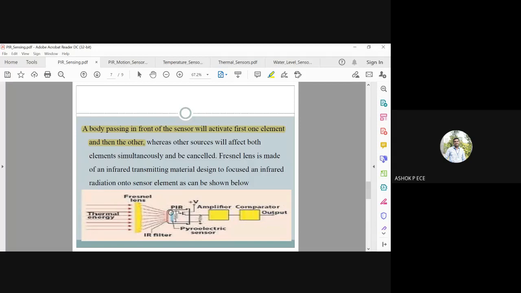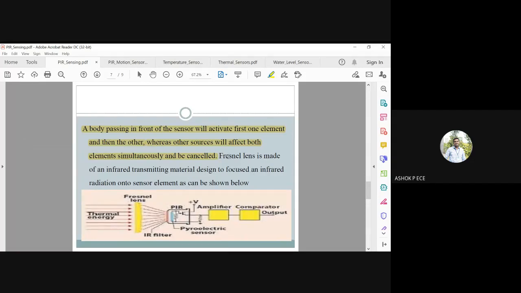The IR filter will first filter only the required range, and when it falls on the pyroelectric sensor, it is going to produce the equivalent charge. Whenever unwanted signals enter, either the IR filter will remove them completely or the pyroelectric sensor will cancel them. So noise and other unwanted signals entering your circuit are ensured not to be carried forward into your signal.